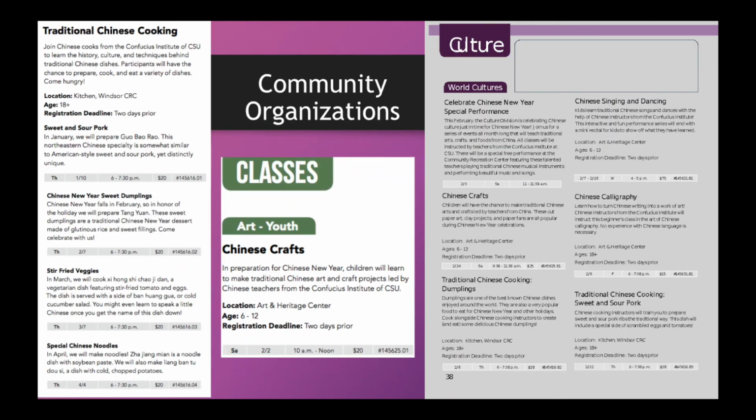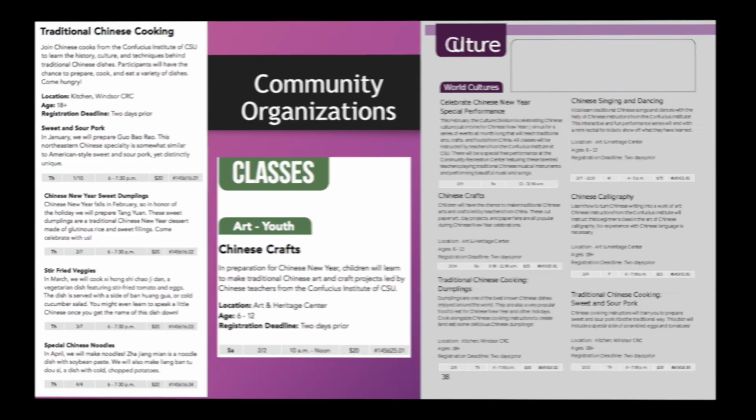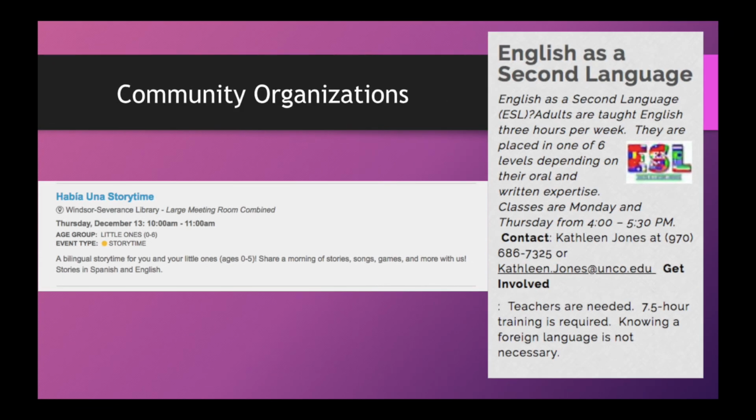Community organizations. To celebrate the Chinese New Year, Windsor's Park Recreation and Culture is offering Chinese crafts, cooking classes, singing and dancing classes, and a special performance for the Chinese New Year. Clearview Library has a bilingual story time once a month where they do a story time in Spanish and English. The librarian that hosts these story times, Melody, is fluent in Spanish, and she also helps support Spanish speakers with translations that they need at the library. Our Lady of the Valley offers weekly ESL classes for adults. They level the classes based on oral and written ability.